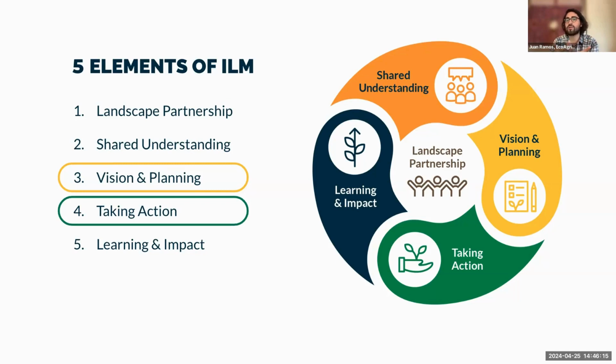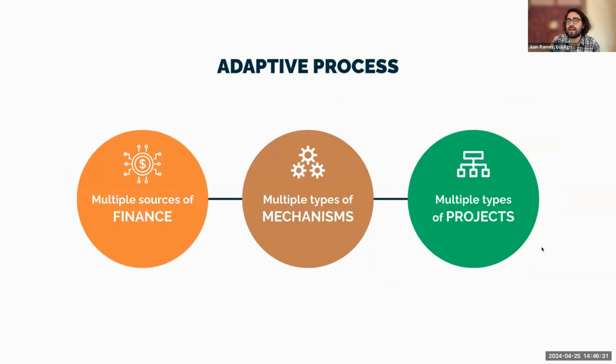Operationally, what am I already doing that I need to continue doing? But then at a higher level, it's also what more do we need to think about to get to that next level? And all of that is a bit of an adaptive process that is embedded within this kind of thinking. And so this adaptive process really does entail that you need to think about, sometimes, multiple sources of finance.